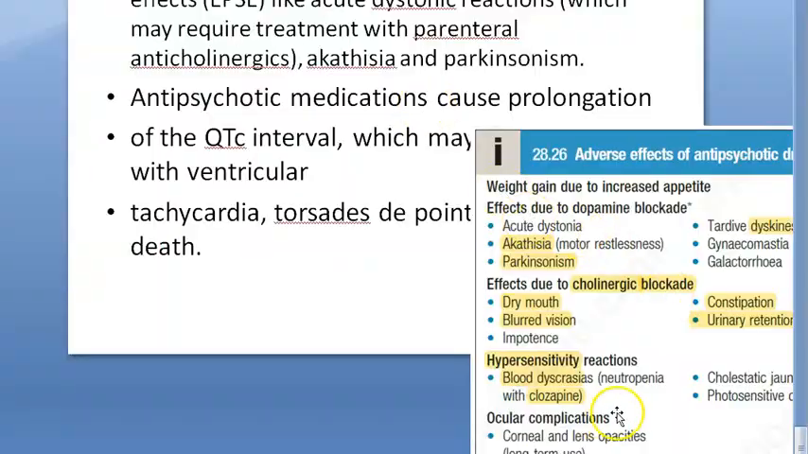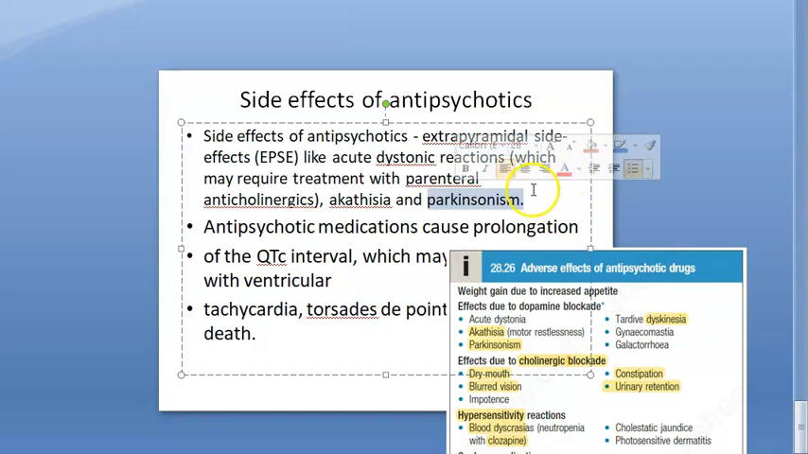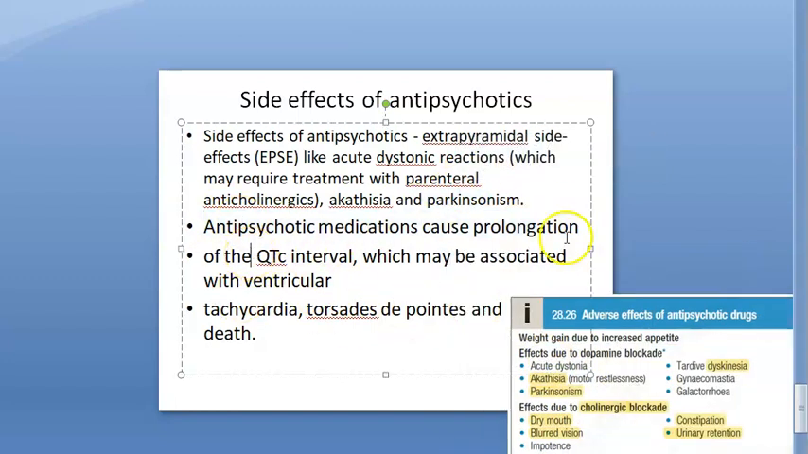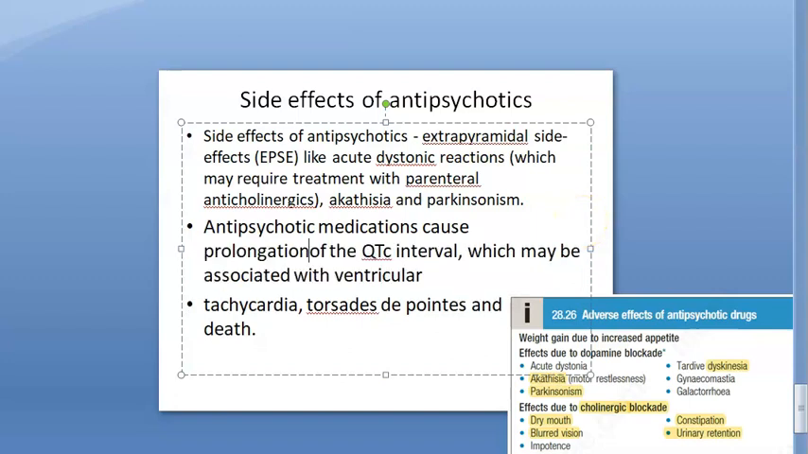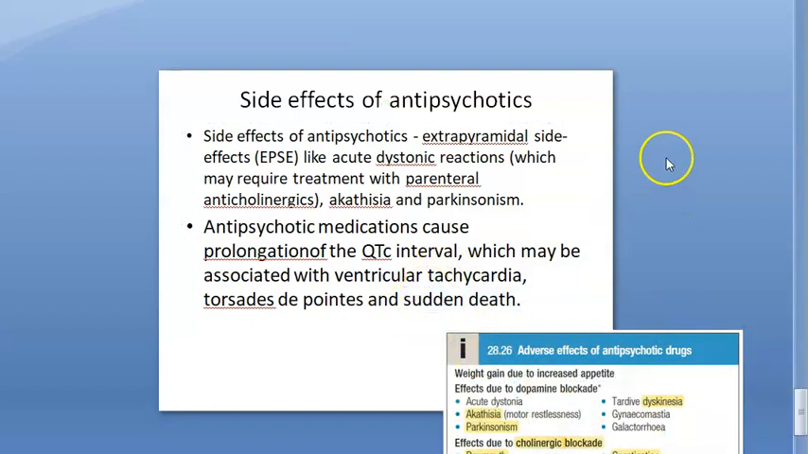So you should understand what will happen if you give dopamine receptor blockers. That person can land up in Parkinsonism. Then there can be prolongation of the QT interval. That's what they are saying here. Some cardiac effects, ventricular tachycardia, torsades de pointes, and sudden death because of these antipsychotics.